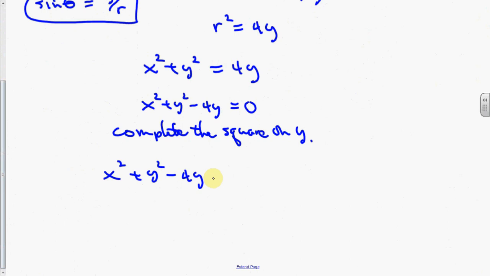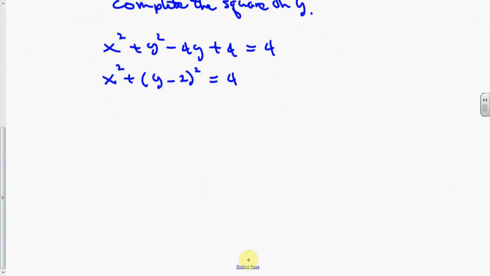If it's just one side, you add and subtract it. But since we have equal to 0, we're going to add that 4 to both sides of the equation. So this is plus 4 is equal to 0 plus 4. We get 4 over there. We do that, we get x squared plus, this is a perfect square trinomial, (y minus 2) squared, is equal to 4.